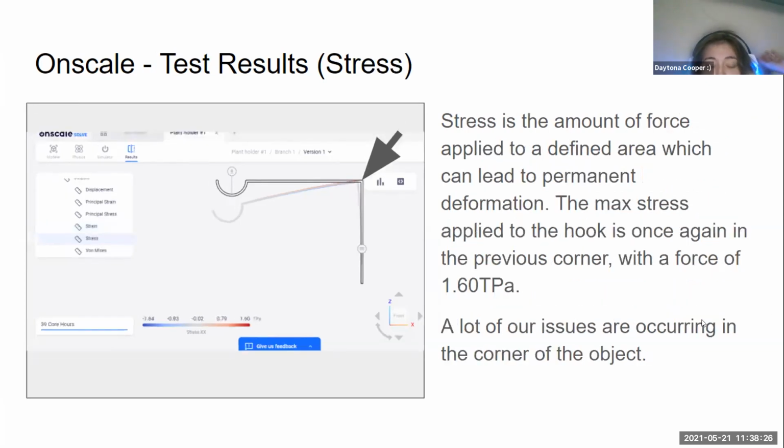It just bends. Stress is pretty similar to strain. It is the amount of force applied to a defined area, which can lead to permanent deformation. The max stress applied to the hook is once again in that previous corner with a force of 160 terapascals. A lot of our issues are occurring in the corner of the object, is what we're seeing. And a good way to fix that would be to add some more support there, so it spreads out the force and it's not just located in that one area. It's not just putting pressure on that hook, so it bends that bit in the corner.